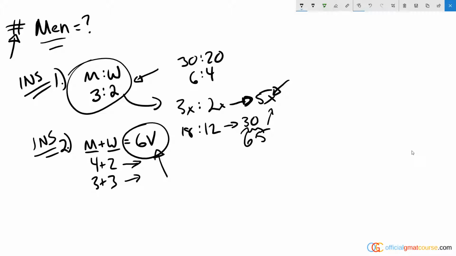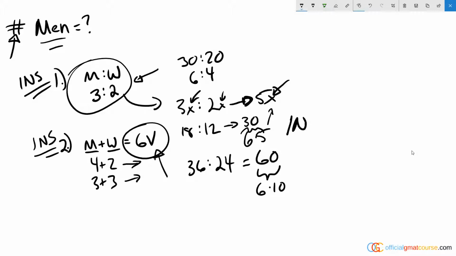But we could also have 36-24 if we make x equal to 12. So the multiplier is a multiple of 6 again. And this would add up to 60 people, which could be 6 vans with 10 people each. So these are two different situations that follow both rules, meaning even when we take them together, it's still insufficient. And our answer here is answer choice E.